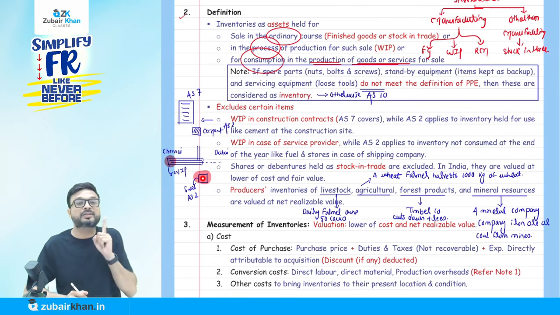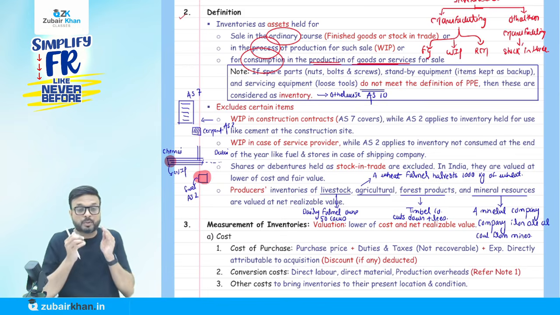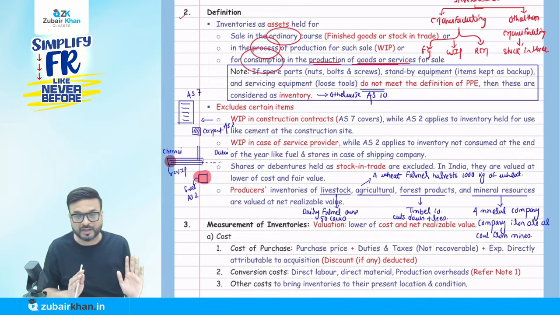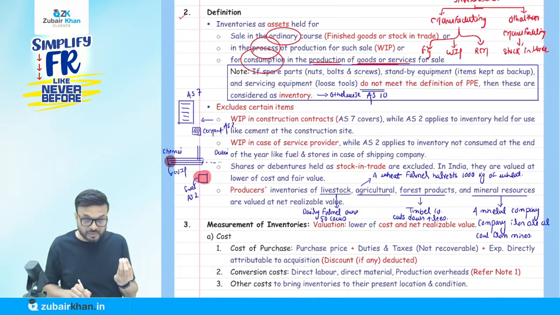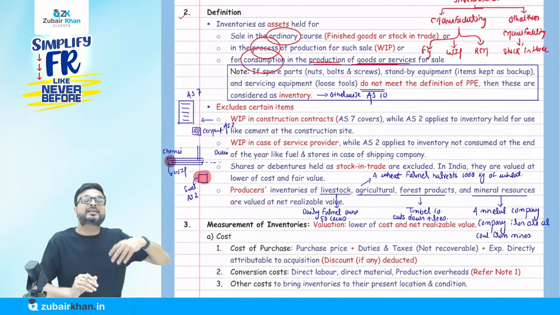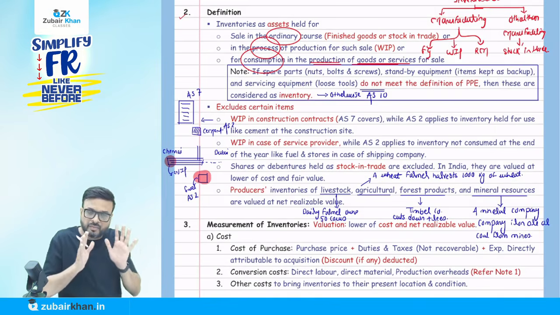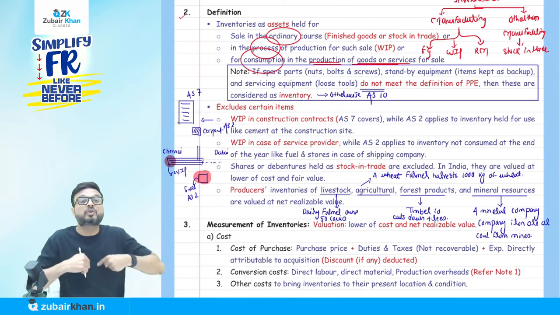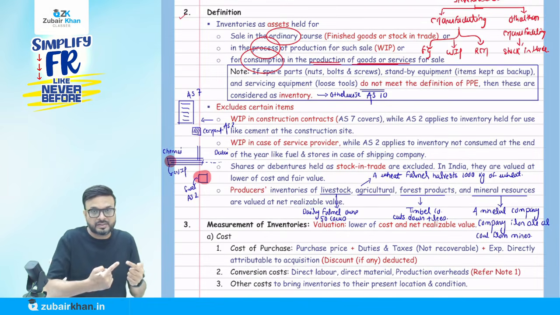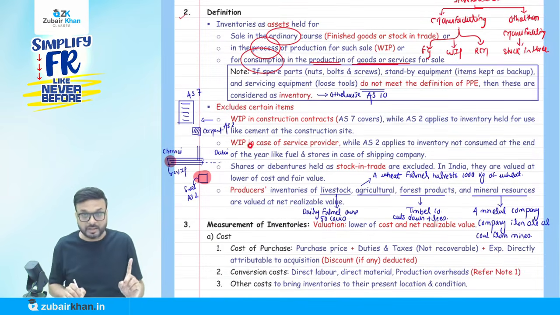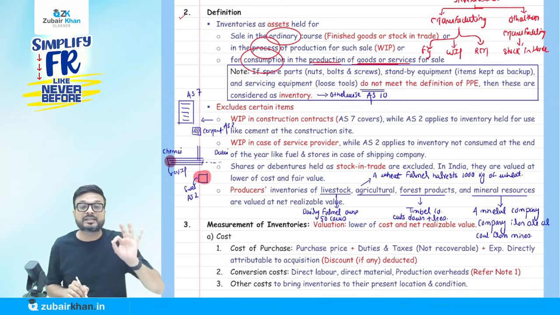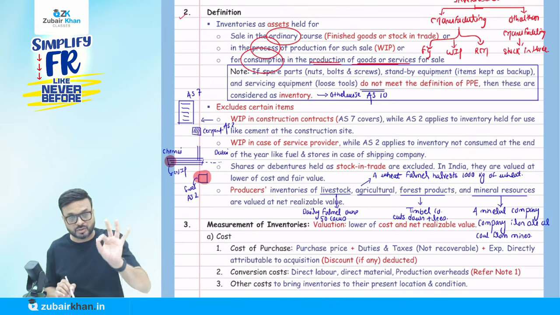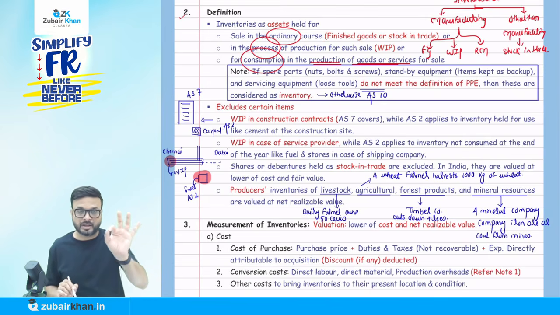Okay, so it is going to be covered, it is my inventory, because I am going to use this fuel to provide the services later on. You got the point. So this is my inventory. But the fuel you are consuming while you are providing the services, that is WIP in case of a service provider. And this WIP in case of a service provider and WIP in case of a construction contract are not covered in Accounting Standard 2.